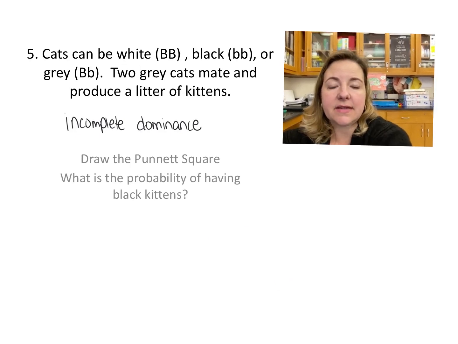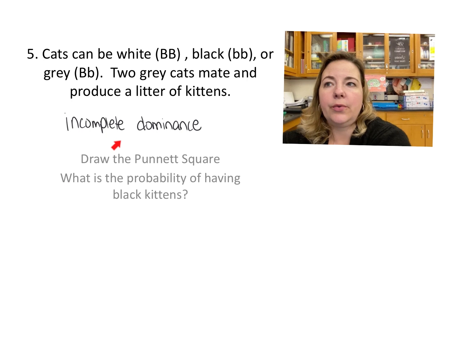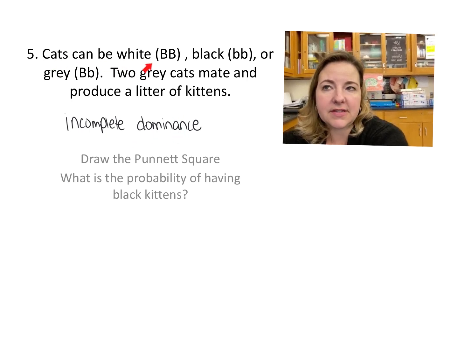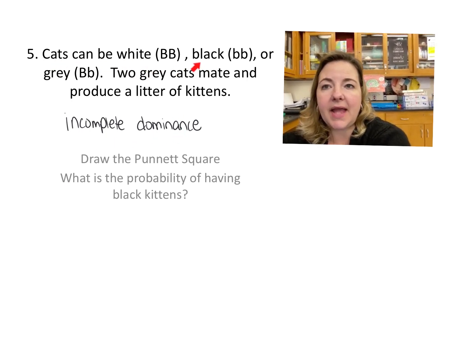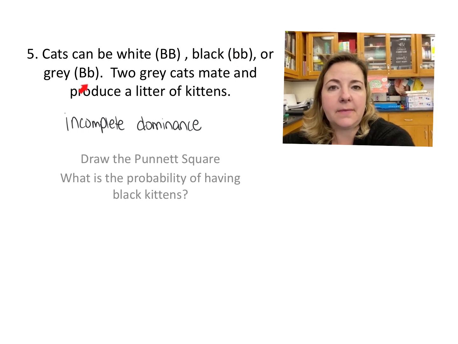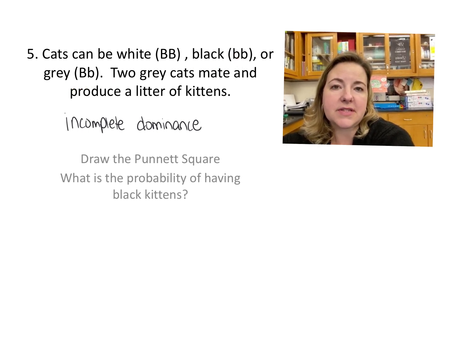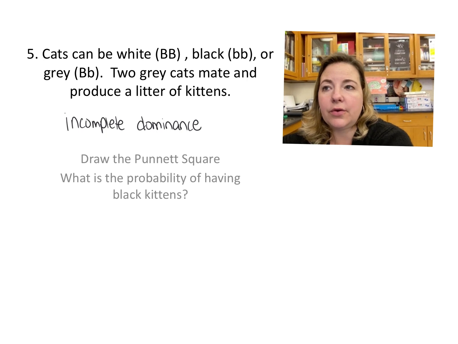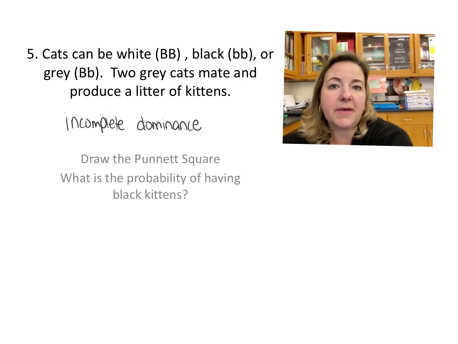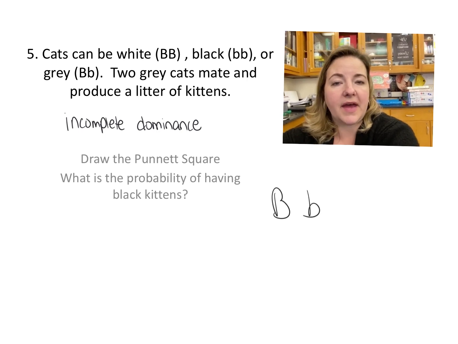On this next example of incomplete dominance, we have the white color being the dominant fur color for the cats, black being the recessive, and gray being the third phenotype we see that is heterozygous. The question asks us that two gray cats mate. So that's going to be a heterozygous crossing with a heterozygous.